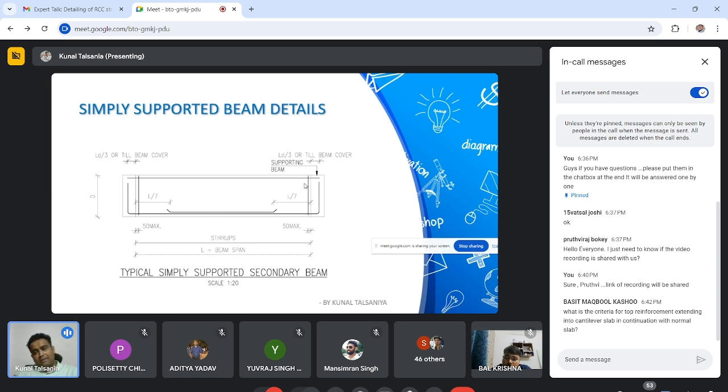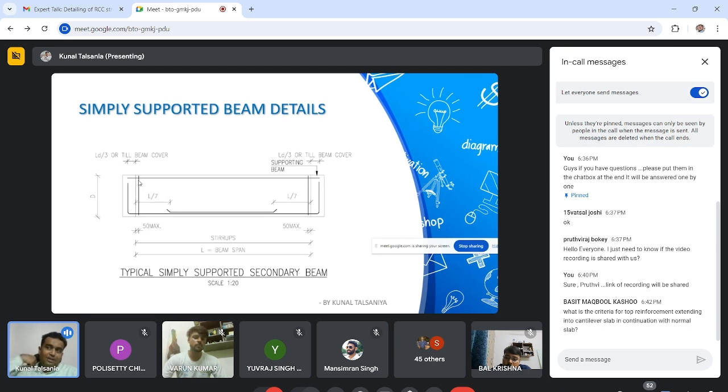When you release your beam in my direction, when you release your beam in mz direction, then there is no need to provide LD plus 10 times dB for this top bar. Just minimum anchorage length is required, so that the beam behaves as a secondary beam at site.